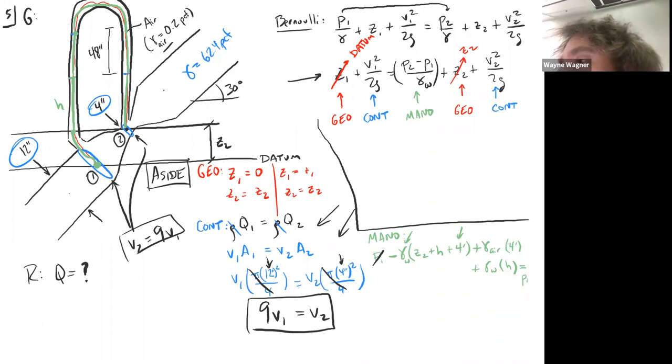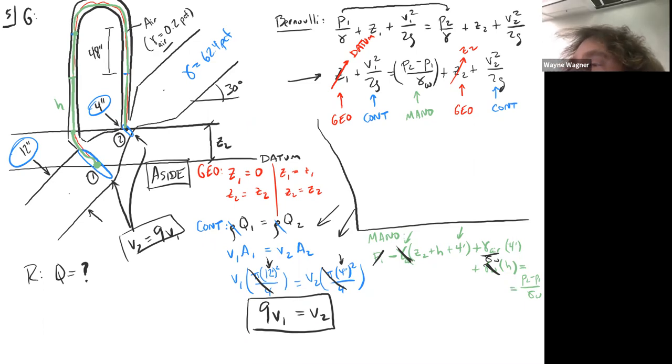So P2 minus P1. And then what I'm going to do is divide the whole thing by gamma water. So it's going to cancel this one. It's going to cancel this one. And this becomes gamma air over gamma water. Okay, so let's go ahead and write that out.